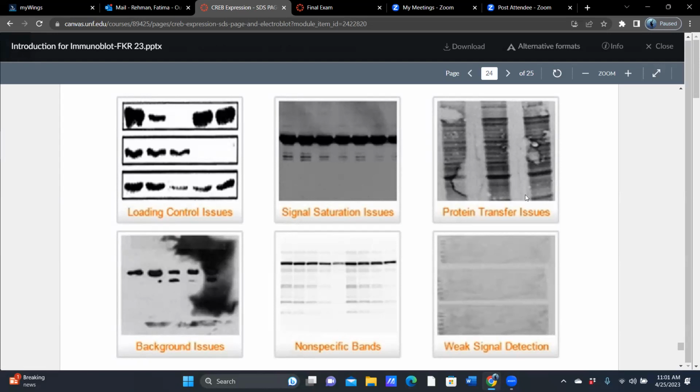If you have bubbles, that's a transfer issue. If you have a black or gray background, that means that you were maybe not wearing gloves or you had dirty reagents that transferred protein onto your membrane and now you cannot see it well. If you have non-specific bands, that means you did not block appropriately. And if you have weak or no signal detection, if it's weak signal detection, the antibody concentrations need to be adjusted. But if it's no signal detection, it could be an incorrect antibody, primary or secondary.